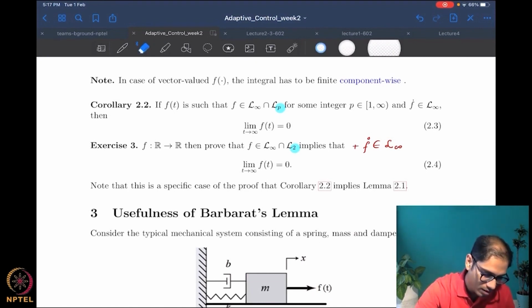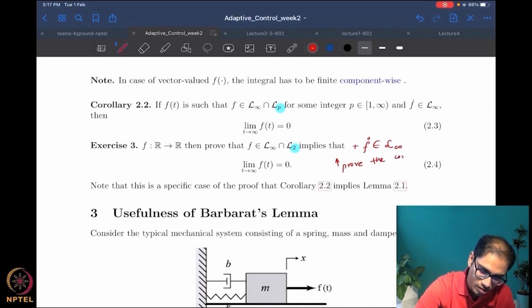So this is asking us to prove the corollary using the original Barbalat's lemma.